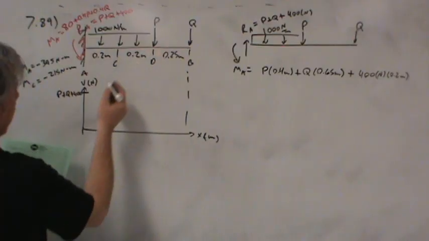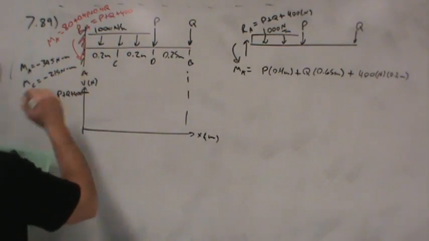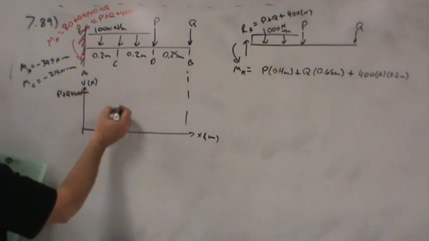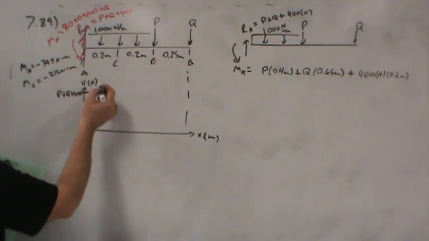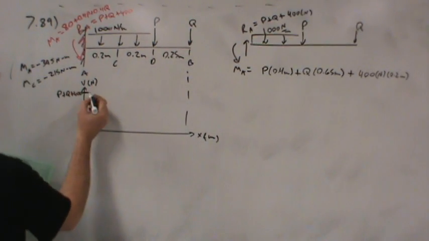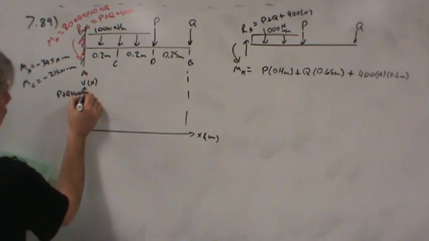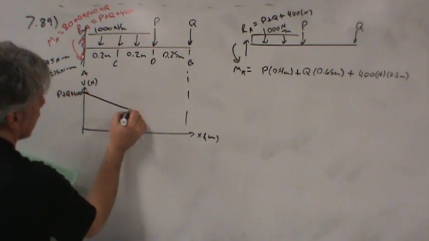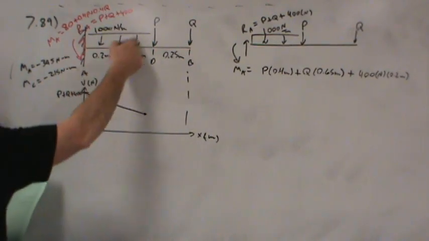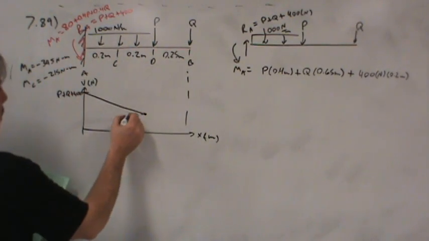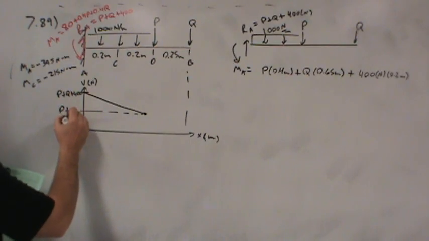But then the distributed load decreases, excuse me, the amount of shear required by 1,000 newtons per meter, but we only have 0.4 meters worth. So 0.4 times 1,000 is 400 newtons. So the shear must decrease by the time it gets to D down to P plus Q plus 400 minus 400. So this would just be P plus Q.